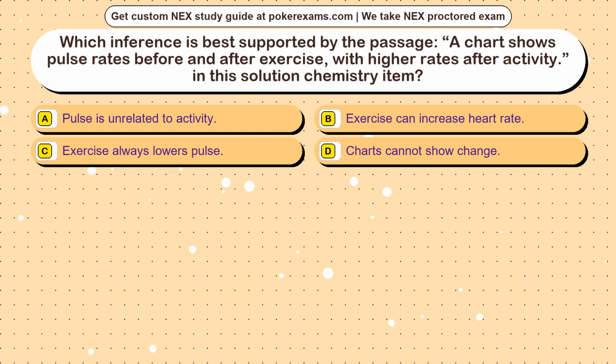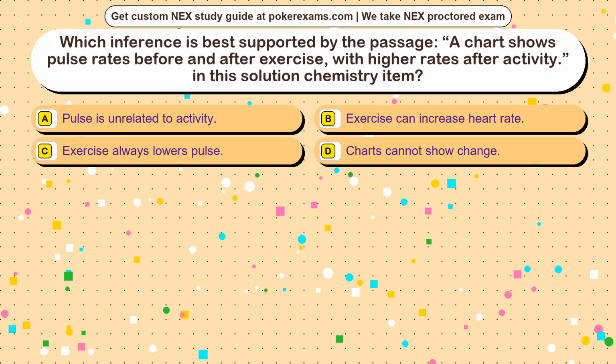A chart shows pulse rates before and after exercise, with higher rates after activity in this solution chemistry item. Option A. Pulse is unrelated to activity. Option B. Exercise can increase heart rate. Option C. Exercise always lowers pulse. Option D. Charts cannot show change.